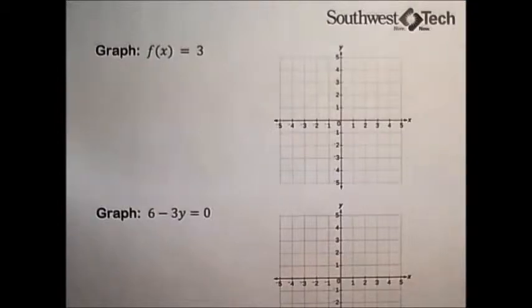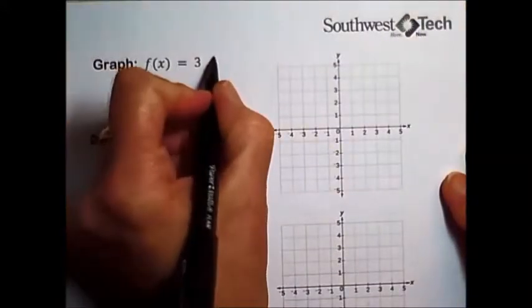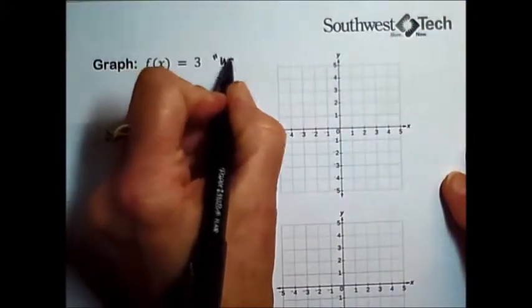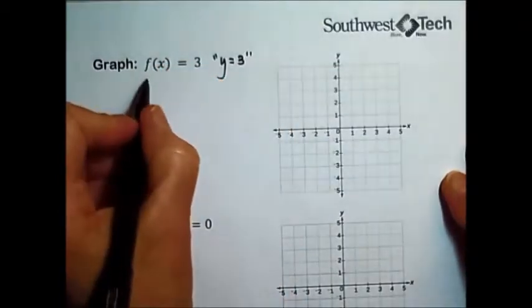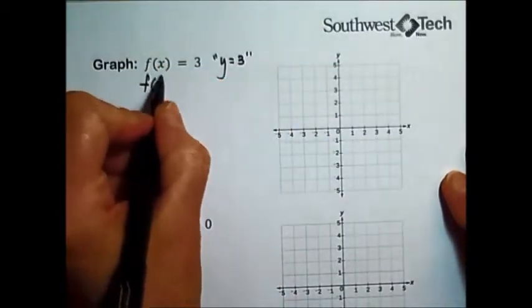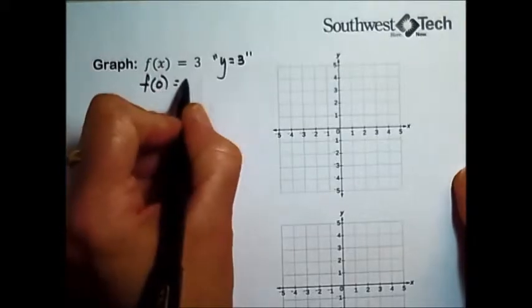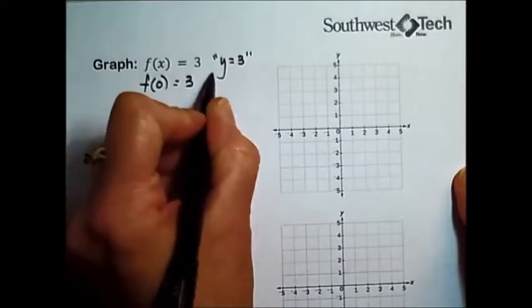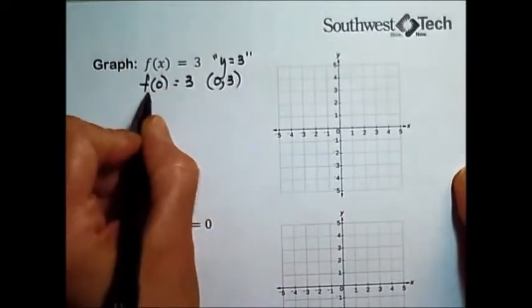Let's take a look at this first example here. We are given a function f of x is equal to 3, and let's graph this. You can think of this in terms of y equals 3, and to graph anything we have to have some points. So if I put an input value of 0 in here, there's no place to put that x. I get an output of y. So translation, my x was 0, my y was 3.